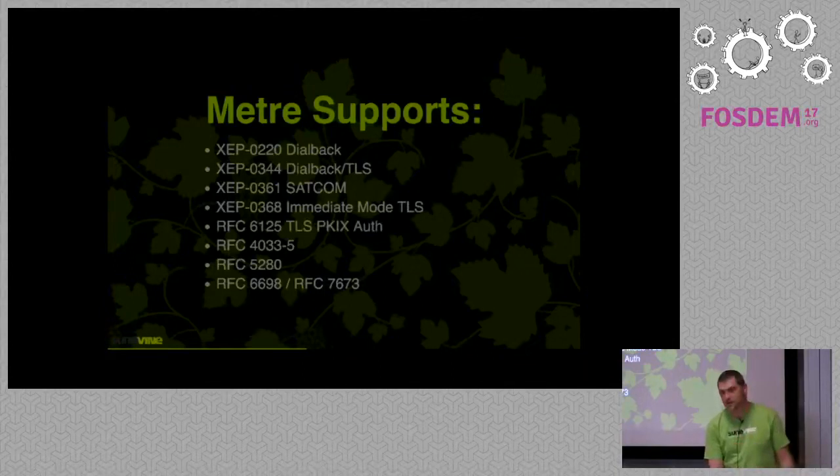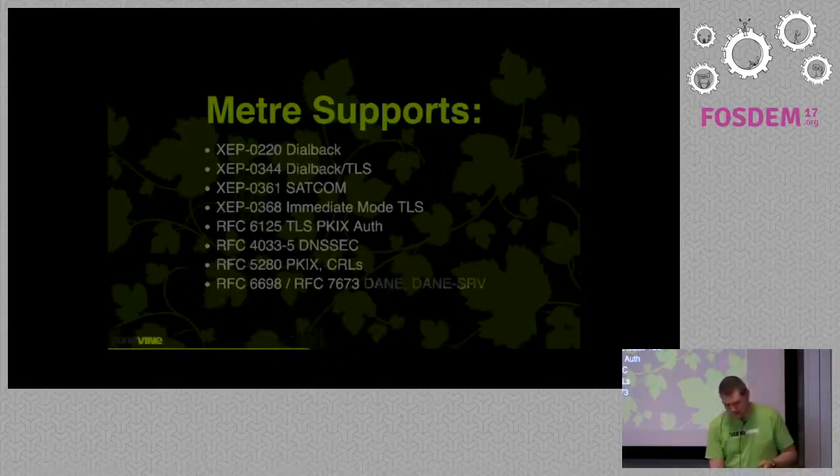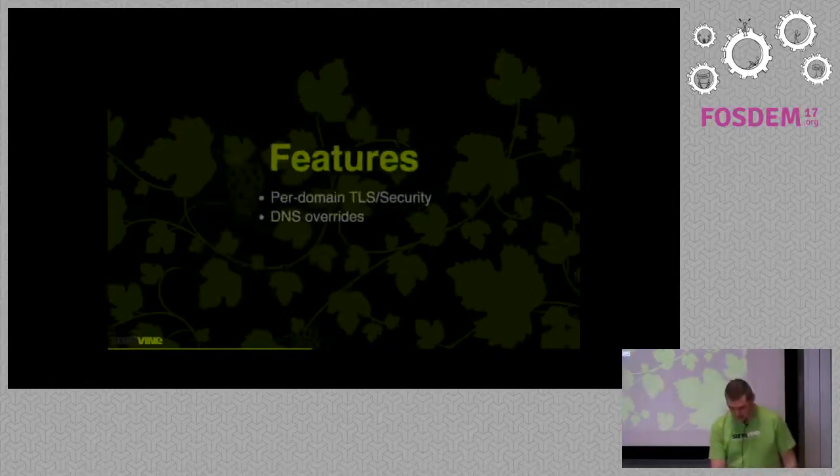6125, TLS PKIX ORF, a rather obscure one because nobody seems to reference it. It's quite useful. 4033 to 35 is DNSSEC. 5280 is PKIX and CRLs. We have to do CRL checking. What's that? Should have been BOSH. And then we've got DANE and DANE SRV. So there's quite a lot there.